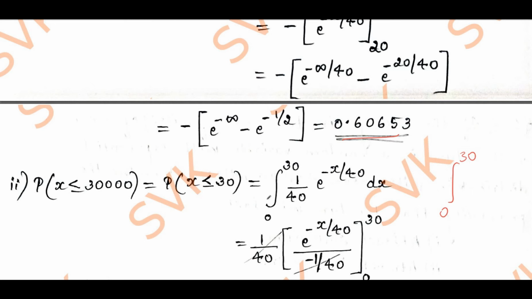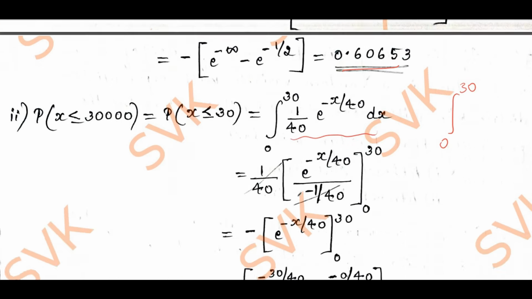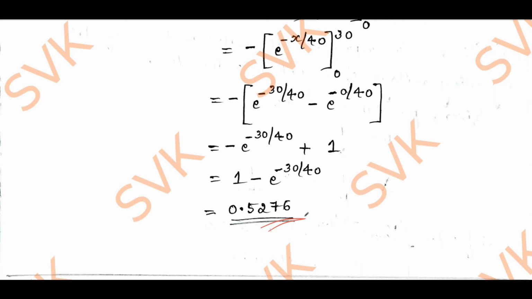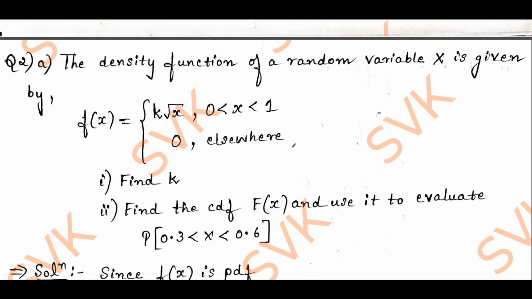Here less than 30 we have. So for that reason, integral 0 to 30, substitute the function f of x and integrate that part. So substitute the value. Once we substitute the limits, we are going to get the answer as 0.52576. Moving on to question number 2a.